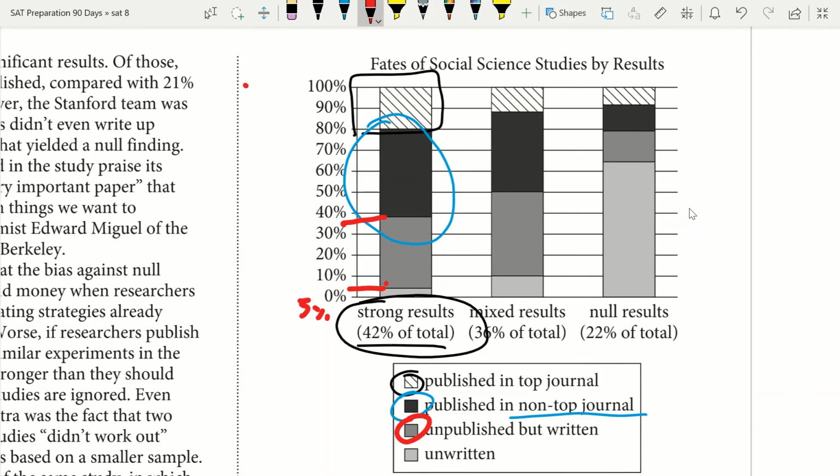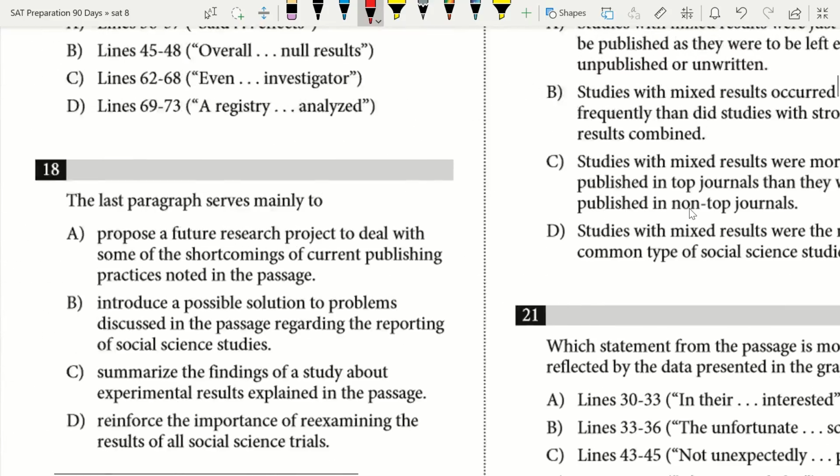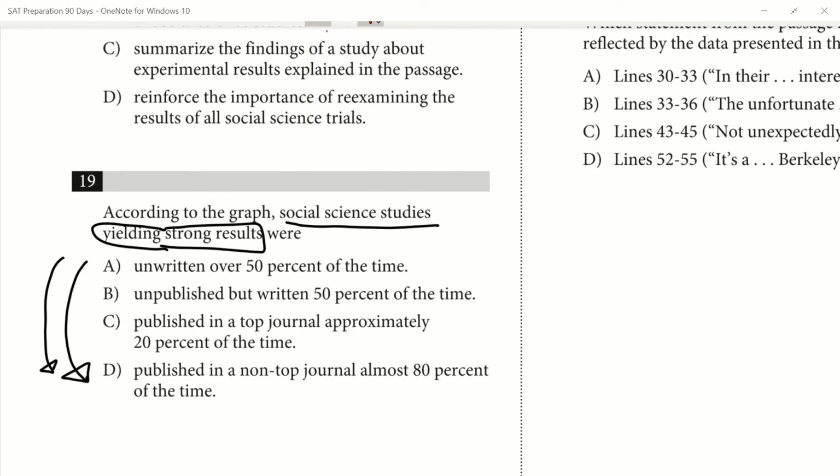So the big thing I see here: 20% top journal, unwritten really small, and then we have right around 30% for the unpublished but written and the published and non-top journal. So I'm just gonna take a look, find an answer choice that fits that general idea of what that graph is showing. Okay, so we have unwritten over 50% of the time.